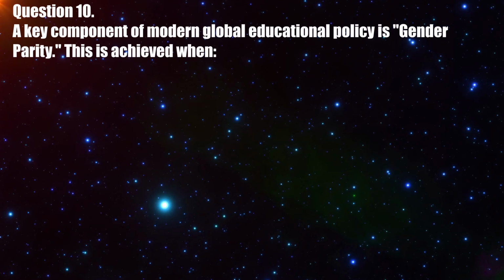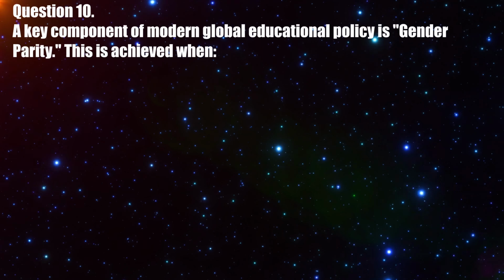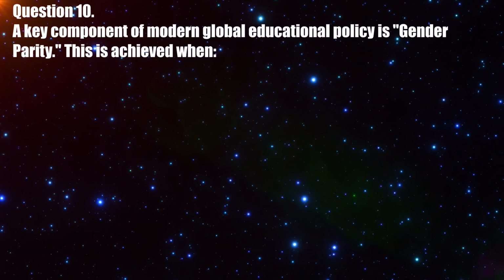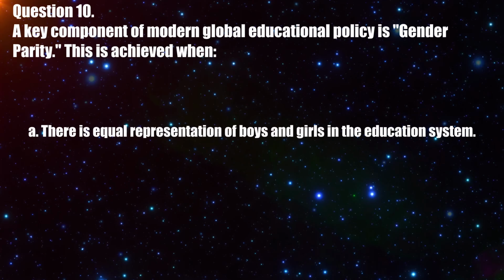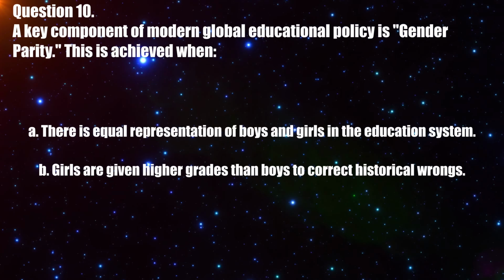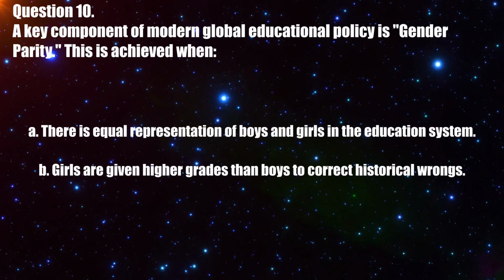Question 10. A key component of modern global educational policy is gender parity. This is achieved when A. there is equal representation of boys and girls in the education system. B. girls are given higher grades than boys to correct historical wrongs.